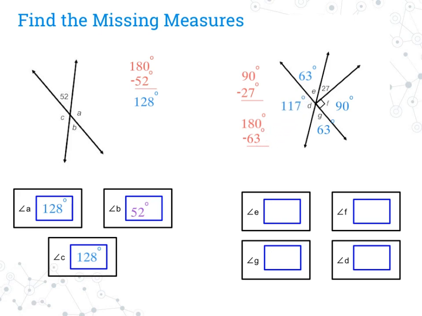So now I just need to fill in the boxes, and I know that E is 63, F is 90, G is 63, and D is 117 degrees. Make sure that your paper looks like mine. Let's go on to the next one.